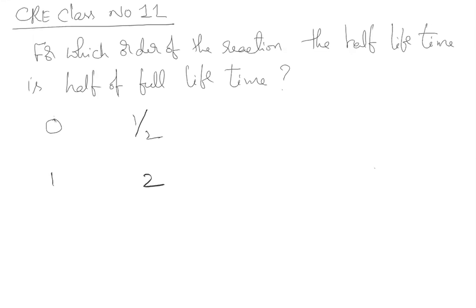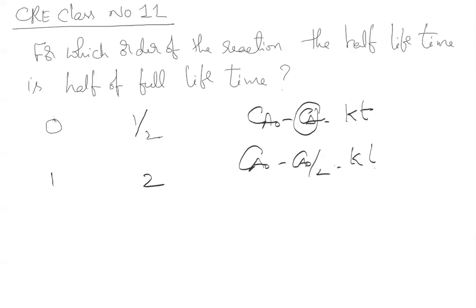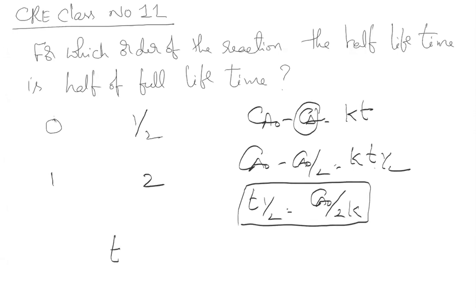So what is the answer? Zero order. So for zero order, what is the integral analysis? Ca naught minus Ca equal to K into T. What is half-life time? Half-life time means Ca should become Ca naught by 2. So Ca naught minus Ca naught by 2 equal to K into T half. So T half is Ca naught by 2K. What is T 100%? Ca naught by K.